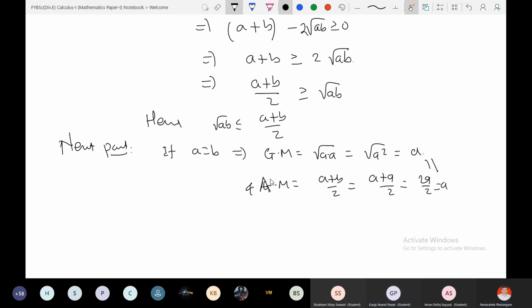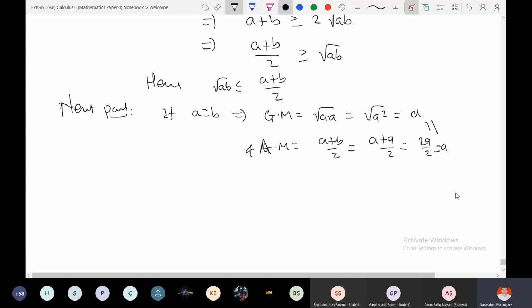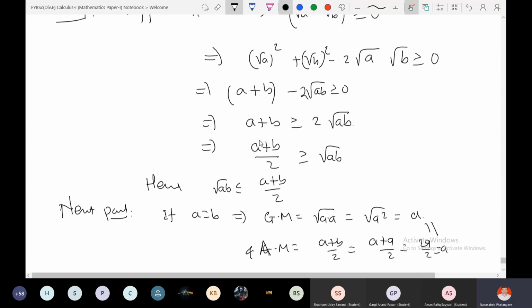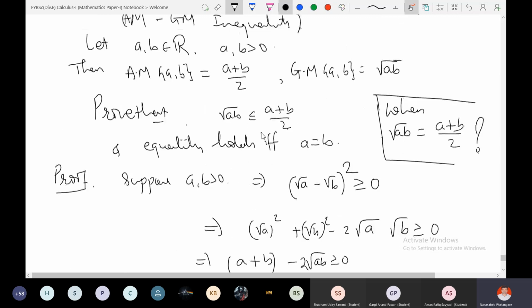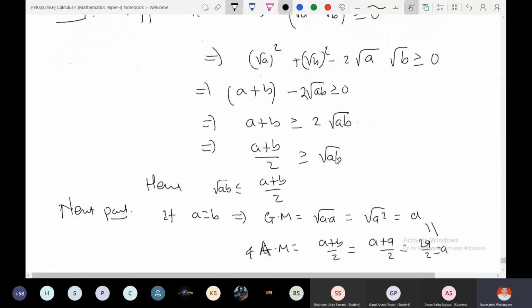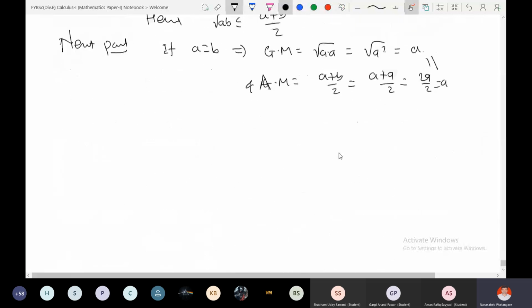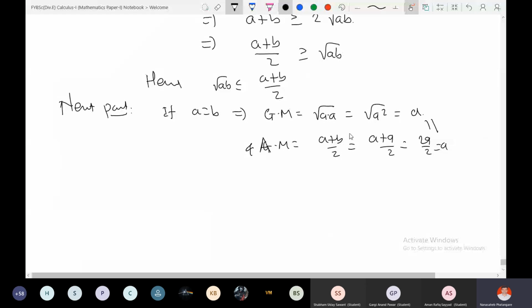So if a is equal to b, then arithmetic mean is equal to geometric mean, because I want to prove that equality holds if and only if a is equal to b. One way I have proved: if a is equal to b, then arithmetic mean is equal to geometric mean. So AM is equal to GM if a is equal to b.